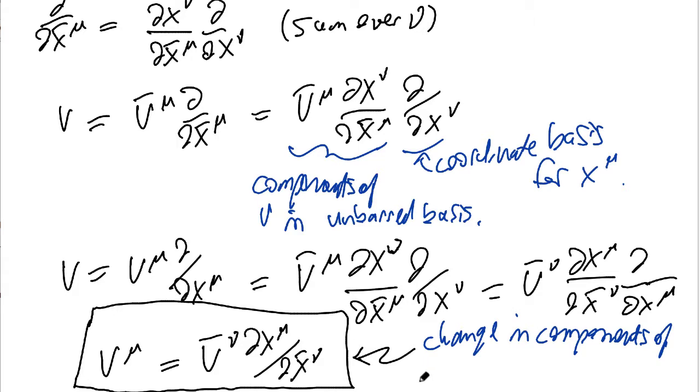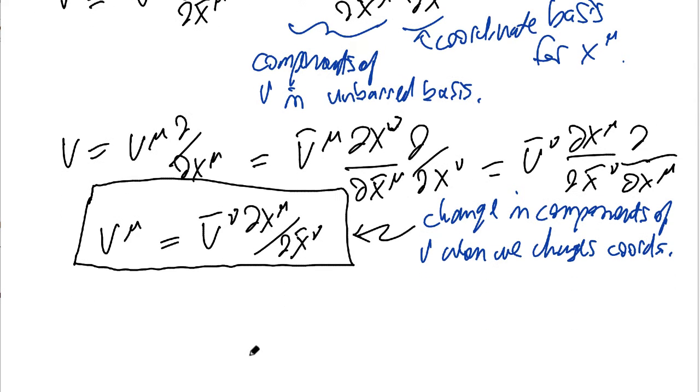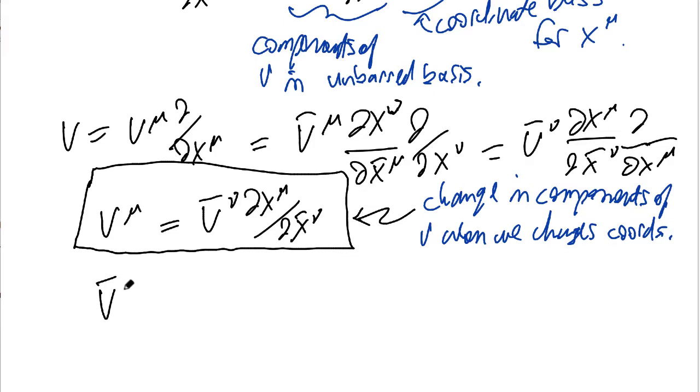This is the change in the components of v when we change coordinates, or in other words, under coordinate transformation. And of course, it's not hard to show that you can also write this expression the other way around for v bar in terms of v. It would just look something like v bar mu is v nu times dx bar mu by dx nu.